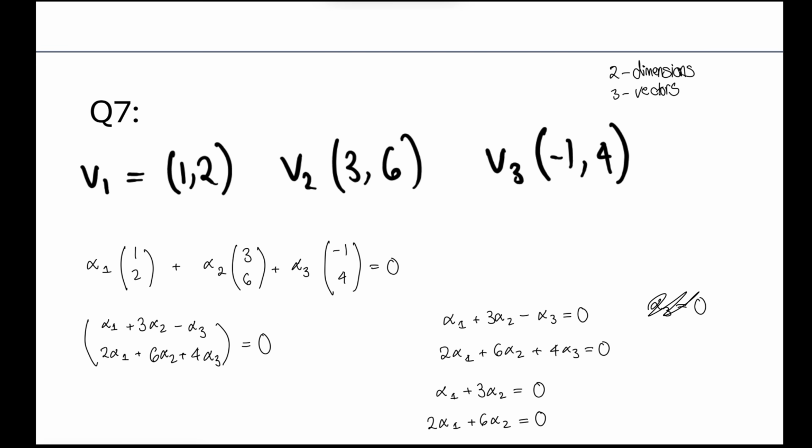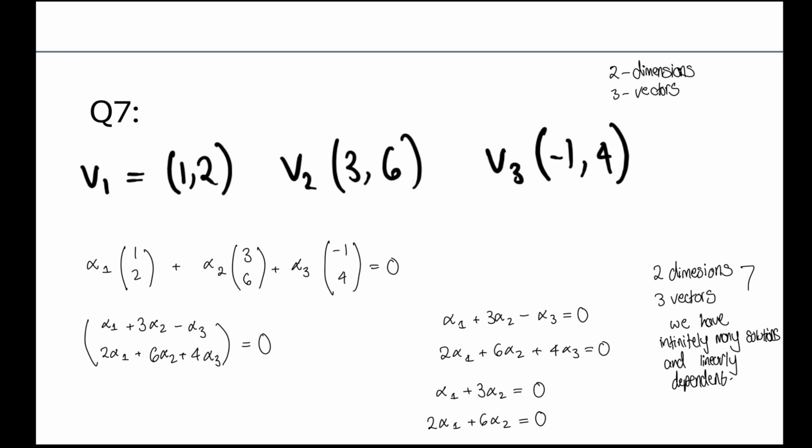So what we can see is that if we have 2 dimensions, but then 3 vectors, we have infinitely many solutions, and so our vectors are linearly dependent. And this is the case when there is a difference in the dimensions of the vectors and the number of vectors. So let's say we had 3-dimensional vectors, so 3D, and we were given 4 vectors. That means these 4 vectors would be linearly dependent.